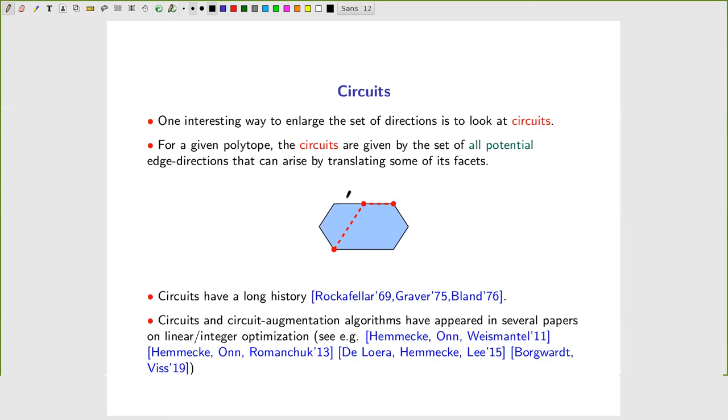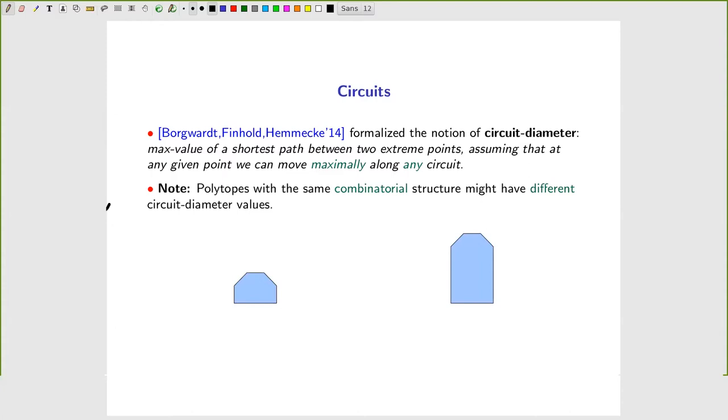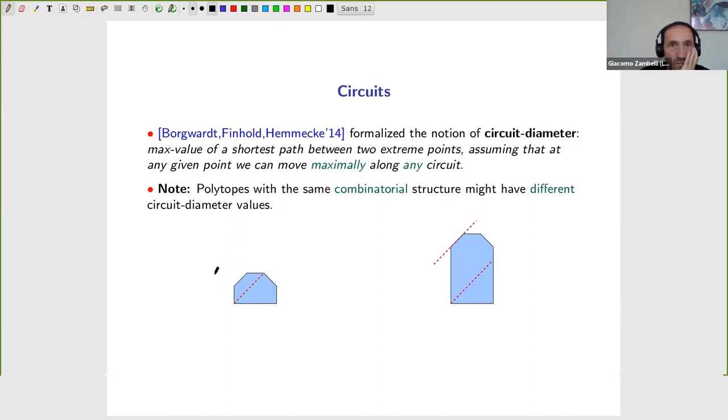Okay, so circuits give us more directions, so give us more power. But in a way, they are also a bit more weird to work with because they do not really preserve some combinatorial property that the normal notion of diameter has. In particular, a polytope with the same combinatorial structure might have different circuit diameter values. For example, if you look at this polytope and you look at these two extreme points, then by using this circuit over here, you can go from this extreme point to this one in just one step. But if you stretch the polytope a bit, you see that in this case, you don't really go to the same point that you were before. So the way in which you describe the polytope is going to affect the circuit diameter, which is kind of less nice.